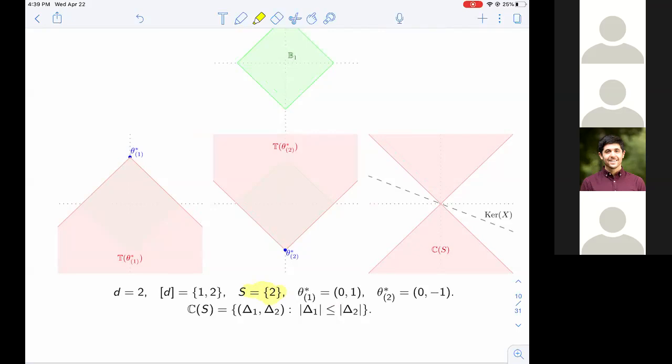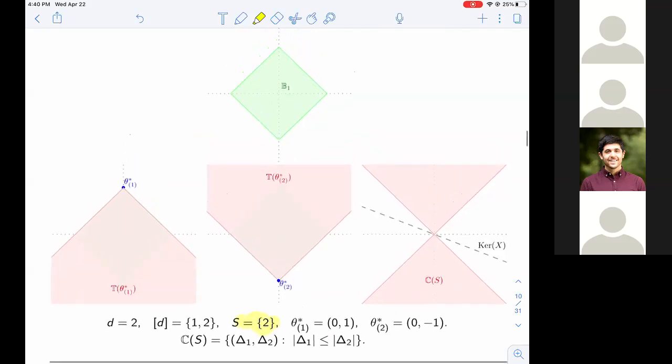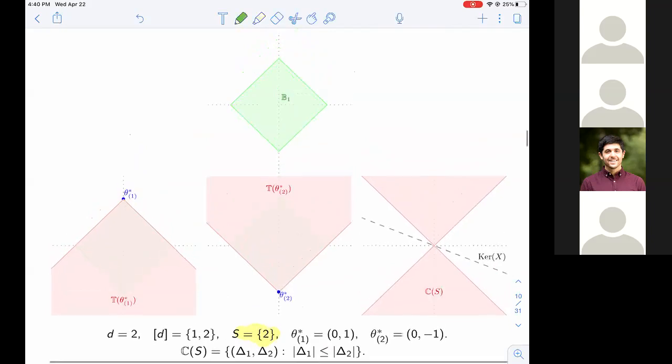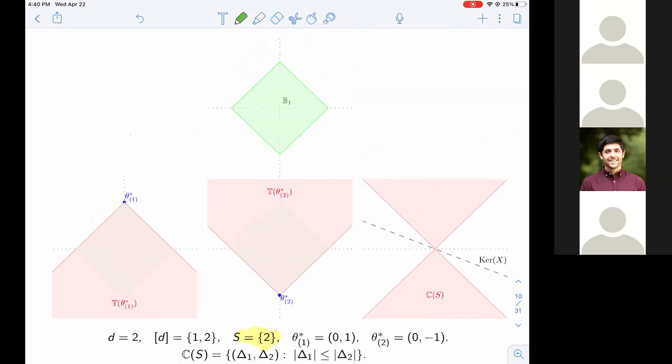So let's say I'm looking at only theta stars that are on the unit ball, for example. You can later argue for yourself that doesn't change anything. So if I'm looking at the L1 ball, there are only 2 points here. So only these 2 points that have that support.